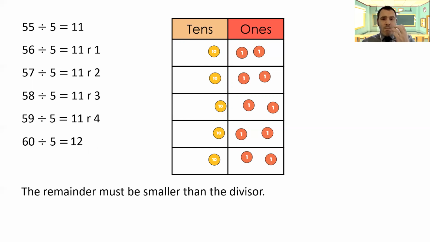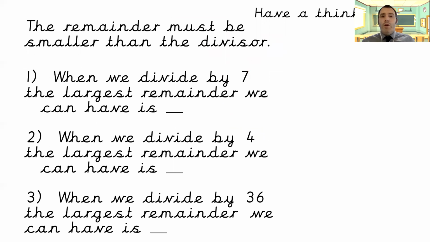So the remainder must always be smaller than the divisor. So whatever you're dividing the number by, if you've got a remainder and it's bigger or the same as the divisor, so the number you're dividing by, you need to add another group on or another lot on. Your turn. The remainder must be smaller than the divisor. Can you answer these 3 questions for me?